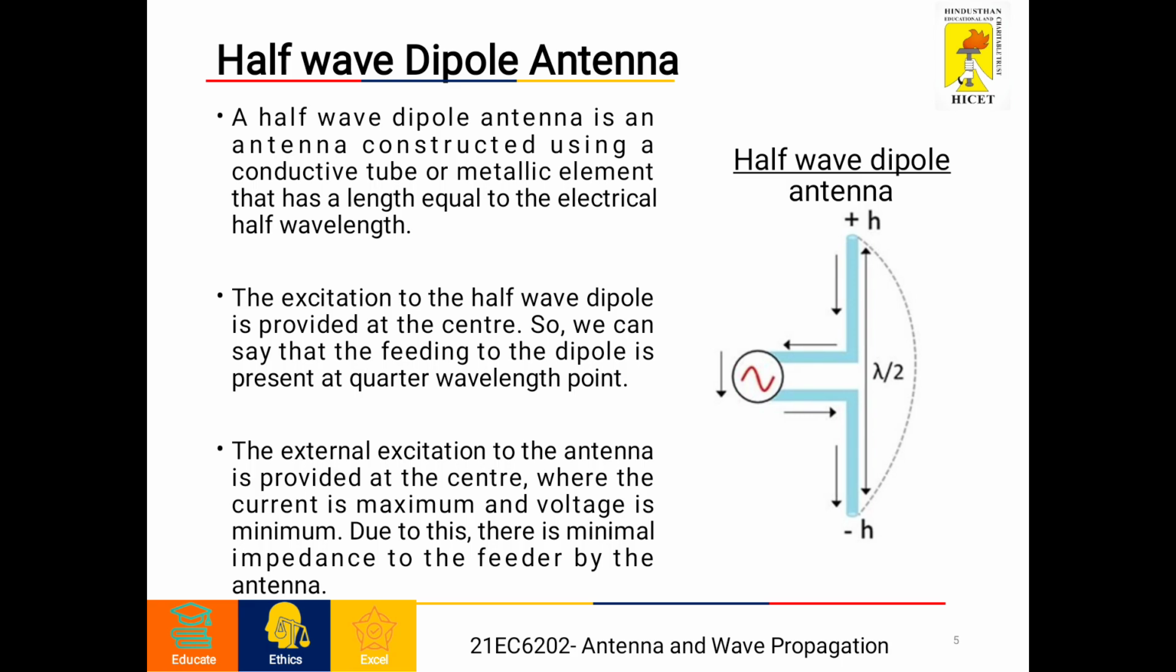Half-wave dipole antenna. We know that a half-wave dipole antenna has a length of lambda by 2. The excitation to the half-wave dipole is provided at the center, so we can say that the feeding to the dipole is present at a quarter wavelength point as shown in the figure. The external excitation to the antenna is provided at the center, where the current is maximum and voltage is minimum. Due to this, there is a minimal impedance to the feeder by the antenna.